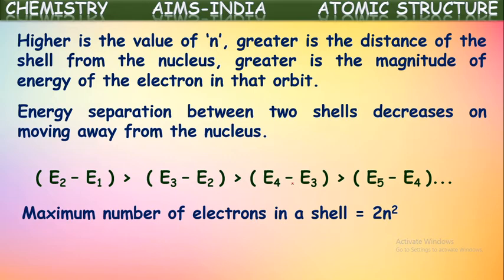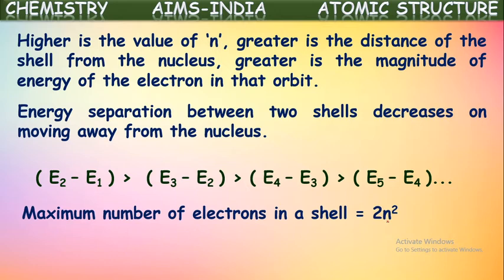Maximum number of electrons in a shell is given by the formula 2n², where n represents the number of the orbit. Suppose you want to calculate the maximum number of electrons that can be accommodated in the first orbit. If you put 1 in the place of n, we get 2 into 1 squared, that gives 2.